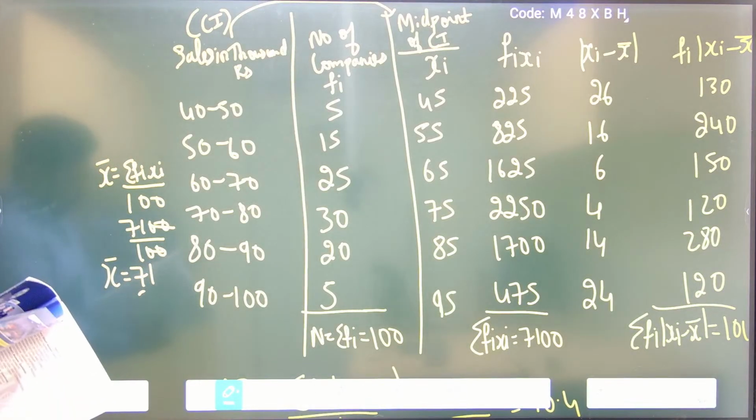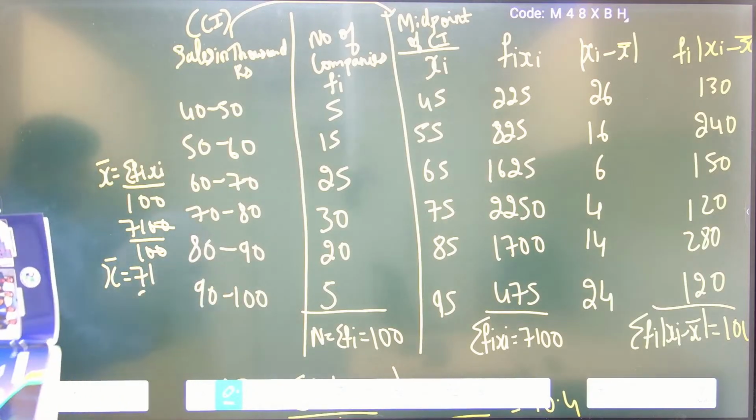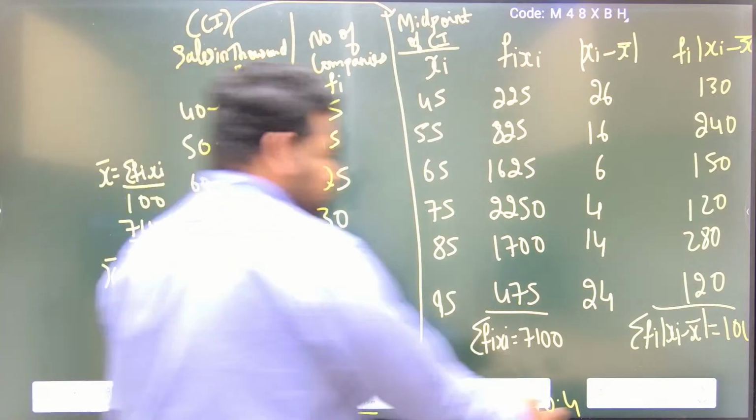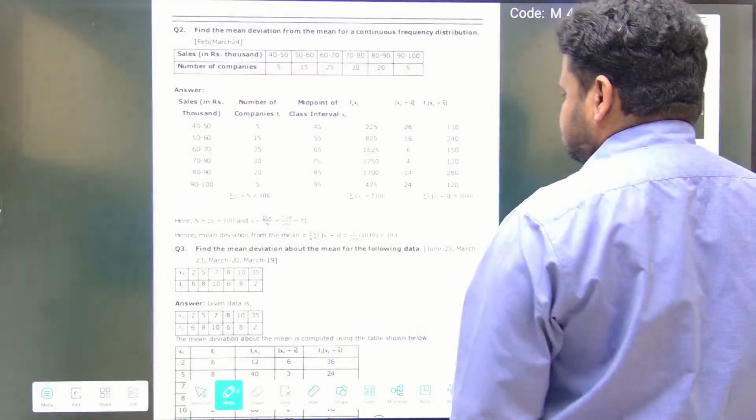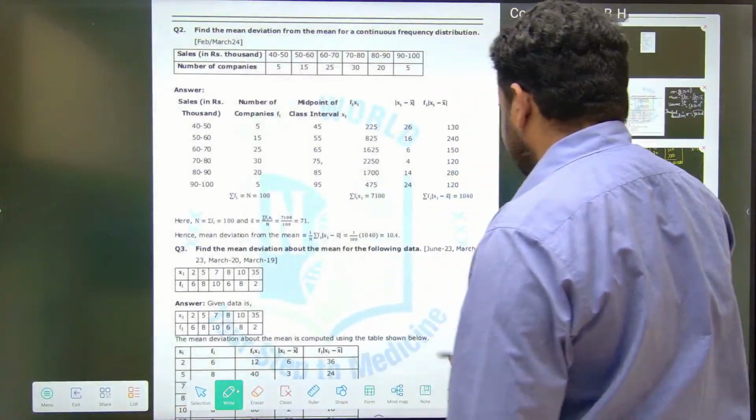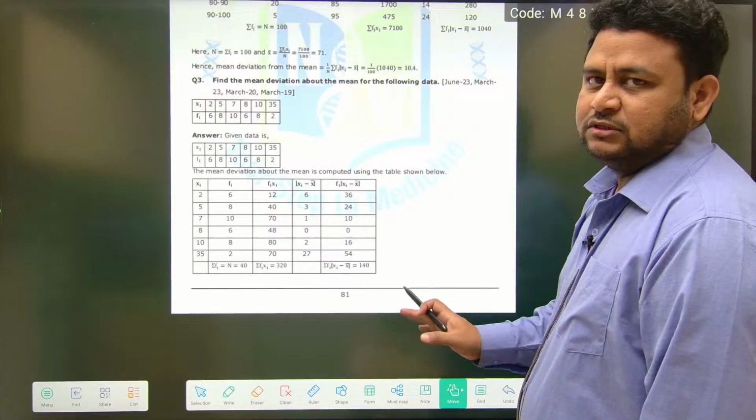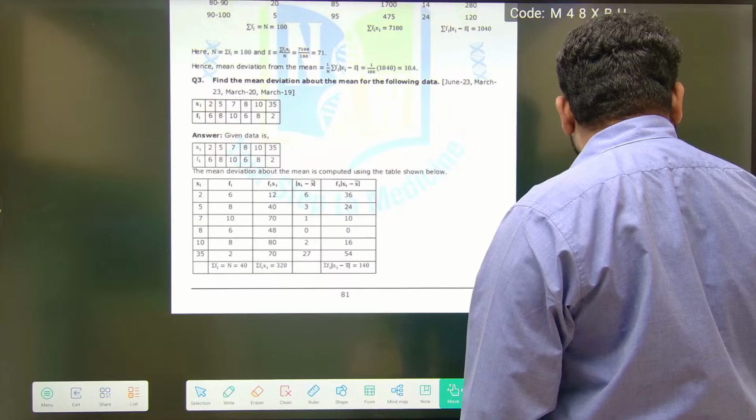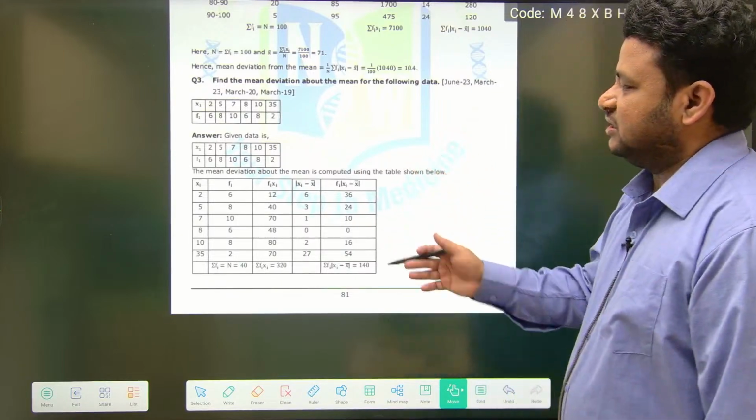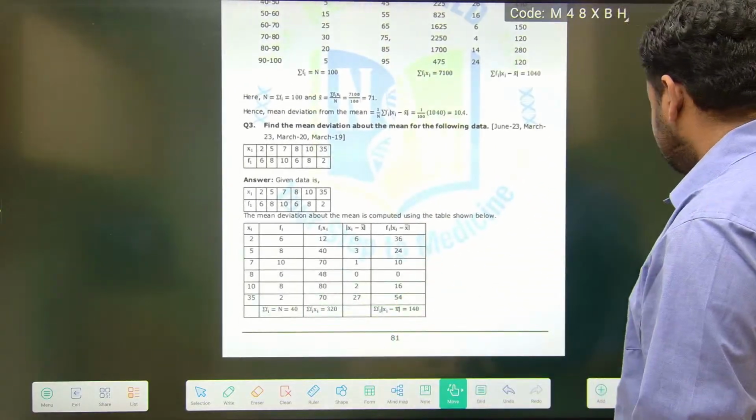Find the mean deviation about the mean for the following data. This is similar to the previous one. So let us skip this, because it is the same as the previous question. The same method we have to apply and you will get the answer. Let us move to the next question because it is similar to the previous one. Please have a look at the question and do it by yourself. Let us move to the next question, friends, which is quite different.